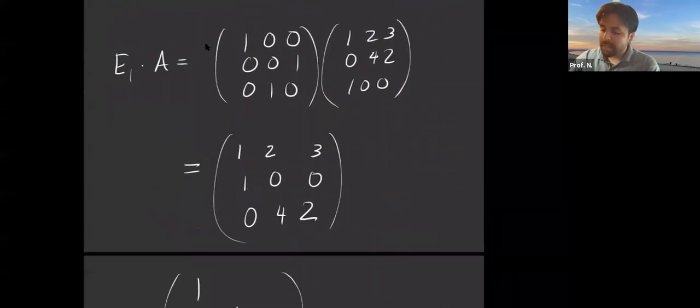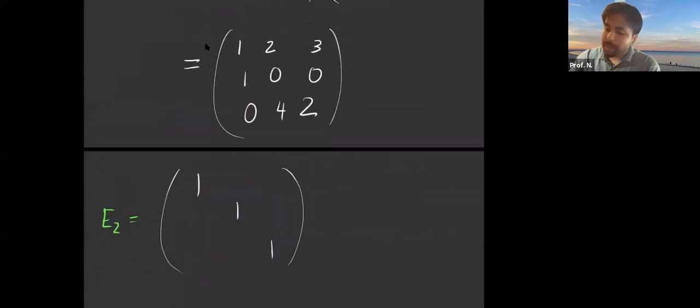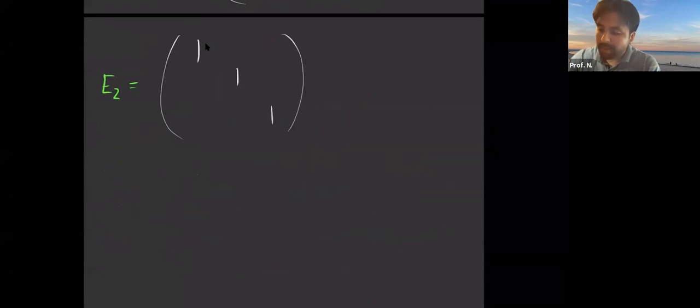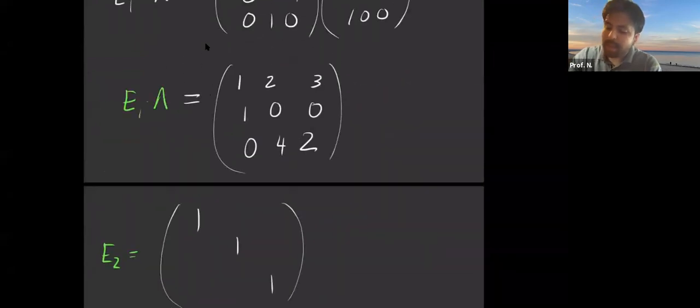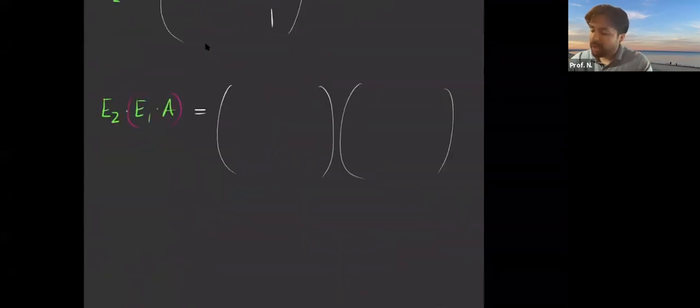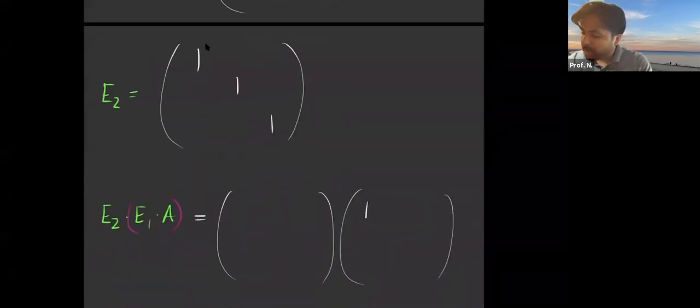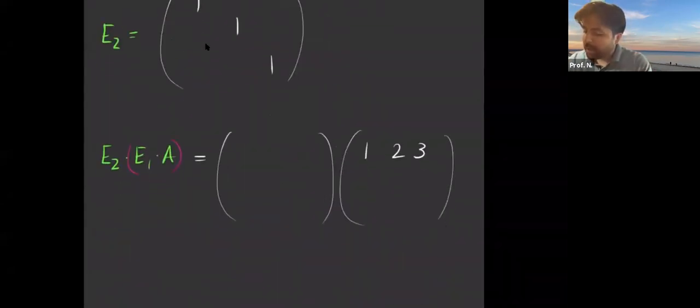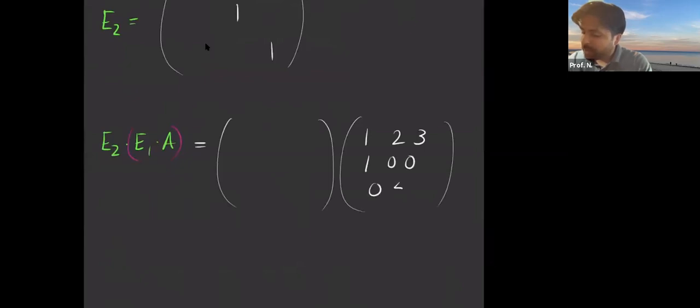So now I'm going to take E2, and I'm going to apply it to this guy here. So this is really going to be E2 times E1 times A. What is this here? This is E1 times A. I already got it. This is essentially what I did. I associated that first. Now, what is it supposed to look like? I'm supposed to get 1, 2, 3 for the first row, and then 1, 0, 0, and then 0, 4, 2.